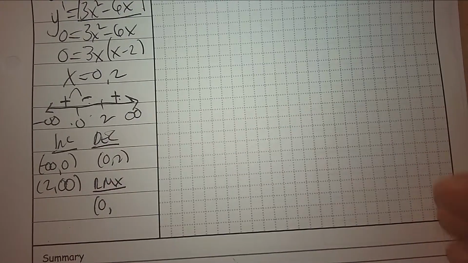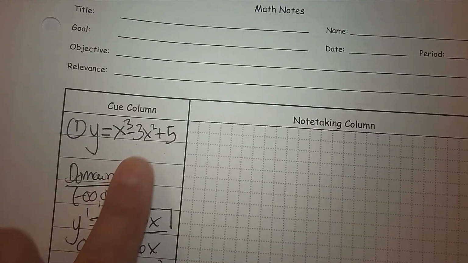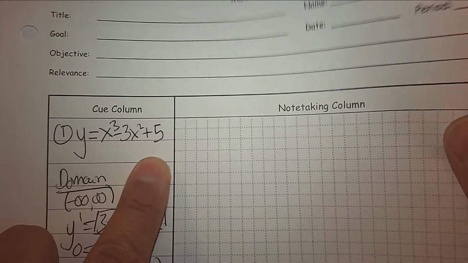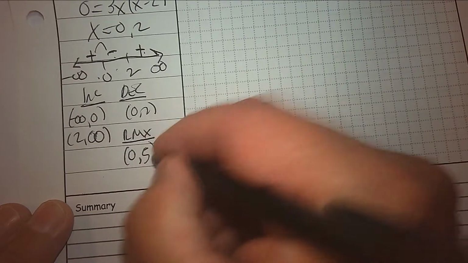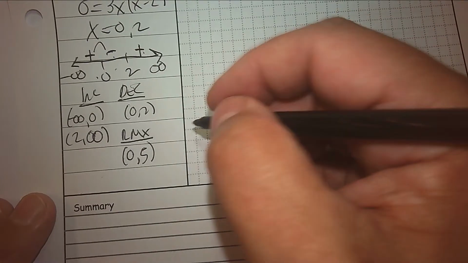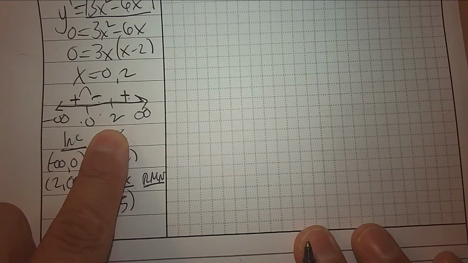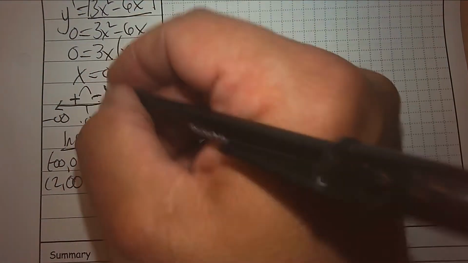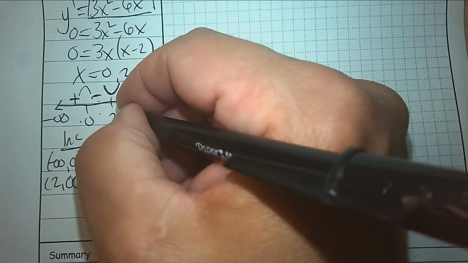Now to find the y value, you go back to the function, and when you put in 0 for x, you're just left with 5. So at 0, 5, we have a relative max. We also have a minimum. So at 2, what's happening? It goes decreasing to increasing. And when you change directions, for this, it creates a minimum.